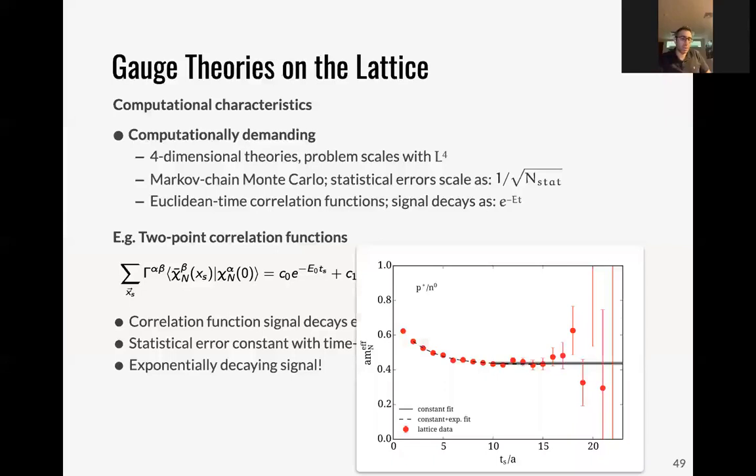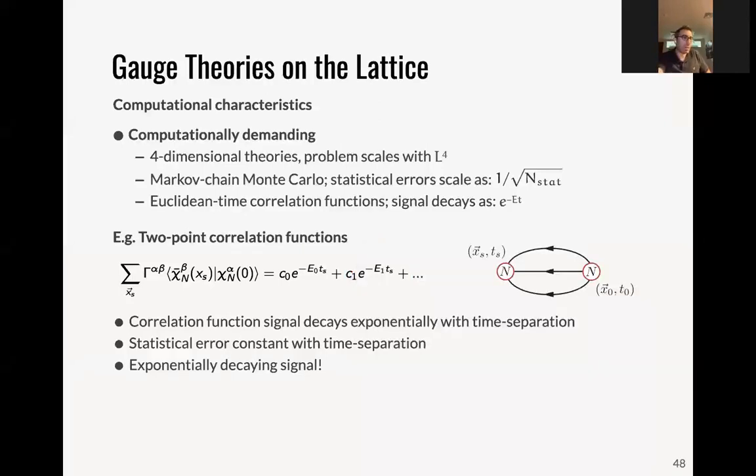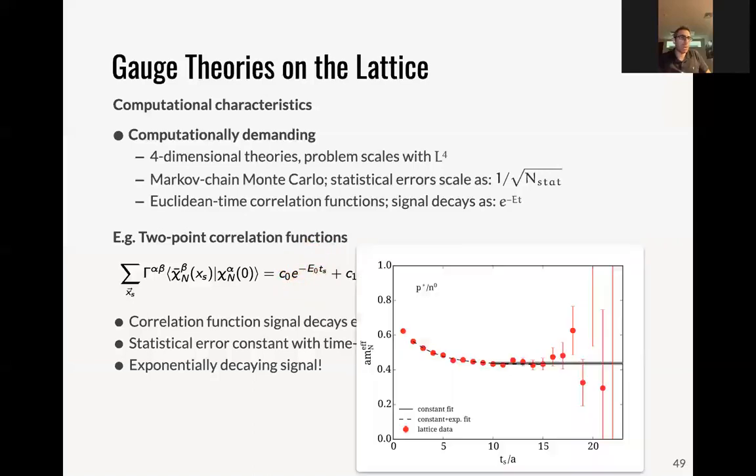So just to give an example of this, this is what such a correlation function looks like. Here I'm not plotting the correlation function itself, but the logarithm of the derivative of this correlation function. So what you should see is basically that as the time separation, which is plotted on the x-axis here, is increased, then the higher exponentials should be suppressed and you should be left only with the first exponential here. And so in this kind of plot, you should see a flat line.